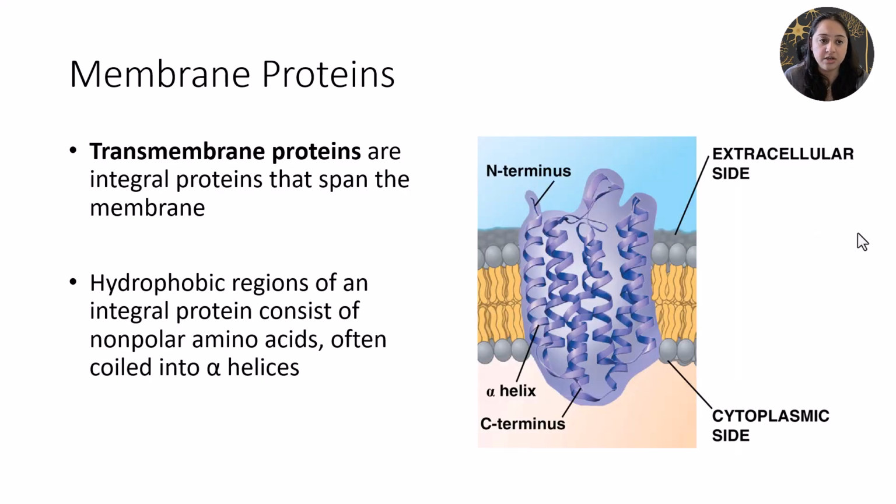And then one more, transmembrane proteins. These are integral proteins that span the whole membrane, so it reaches from one side to the other. These kinds of proteins are able to do this because they have parts that are hydrophilic and parts that are hydrophobic. Those hydrophobic regions on the inside consist of non-polar amino acids, and they're often coiled into alpha helices. So even though we show proteins a lot of times as blobs, there's a lot of structure going on there. And that is what gives the shape to the blobs.